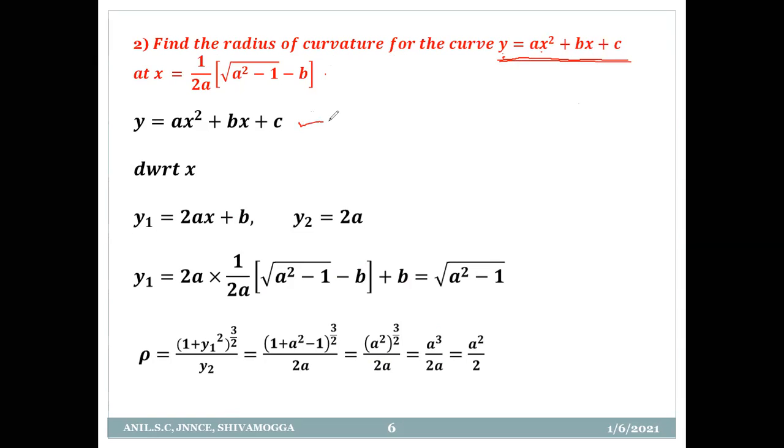First, we have to find first order derivative and then second order derivative. Differentiate with respect to x. Derivative of y is dy by dx or y1. The derivative of ax square is 2ax. A is constant, derivative of x square is 2x. Plus derivative of bx is b. Plus c is a constant, its derivative must be 0. And the derivative of y2: differentiate this expression throughout with respect to x. Derivative of y1 is y2. Derivative of 2ax is 2a. Plus b is a constant, its derivative must be 0.